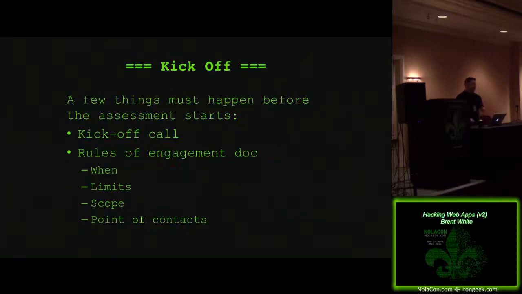So there's a few things that have to happen before the assessment actually starts. We have a kickoff call, talk to the client. We figure out, okay, when does this happen? What are the limits? Is denial of service in scope? Is it out of scope? What is the scope? What are the websites that you're going to allow us to attack? If we happen to kill your stuff while we're doing it, who do we call in the middle of the night and give that fun phone call to?